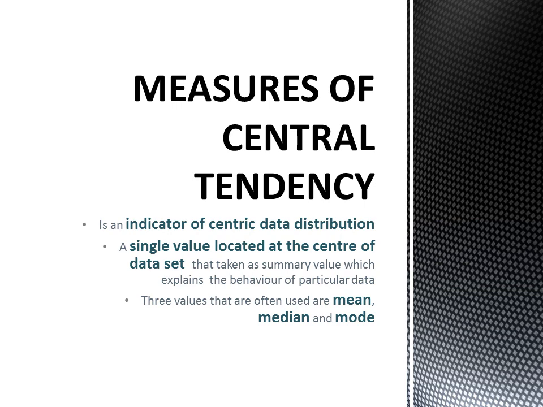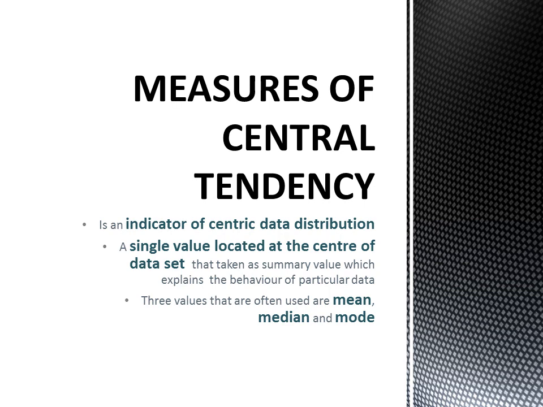So today we're going to learn about measures of central tendency. A central tendency is an indicator of centric data distributions, whereby it is a single value located at the center of a data set, taken as a summary value which explains the behavior of particular data. That single value represents, or explains, the behavior of the data or the meaning of the data.